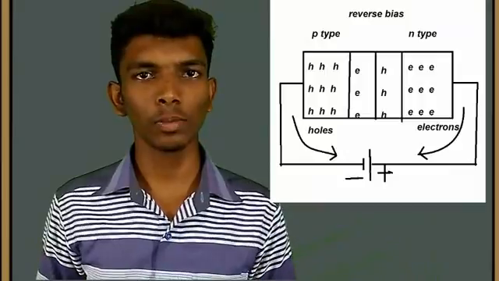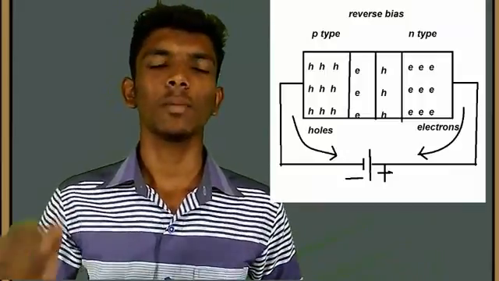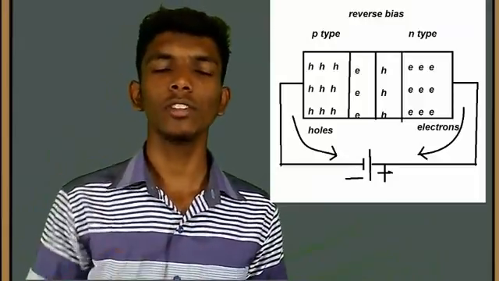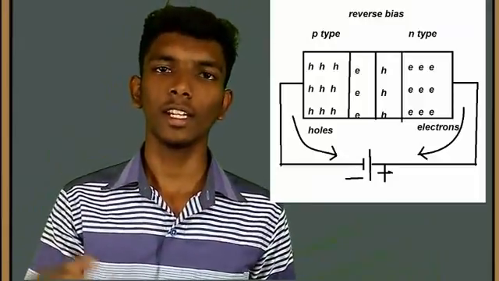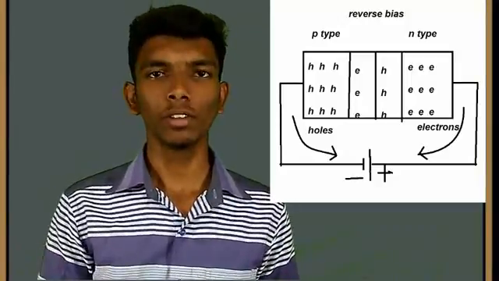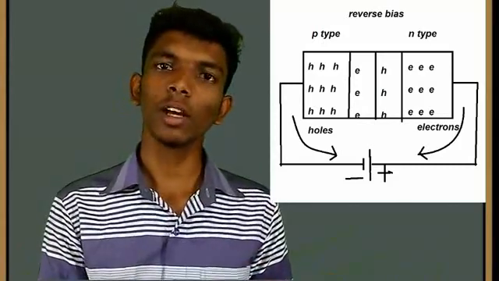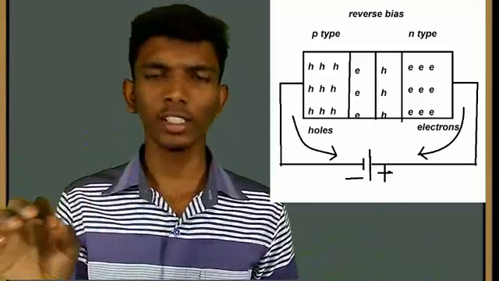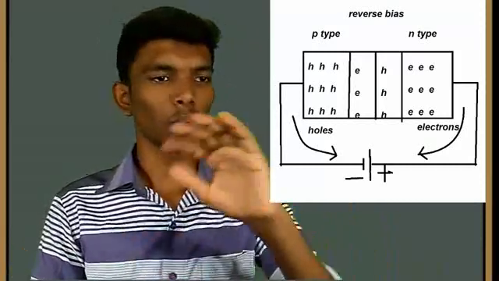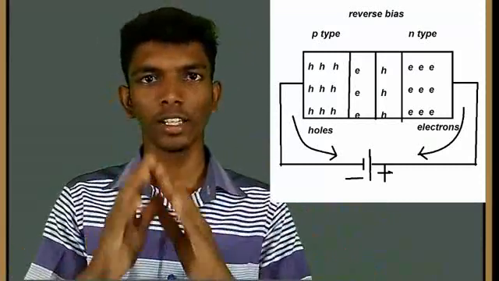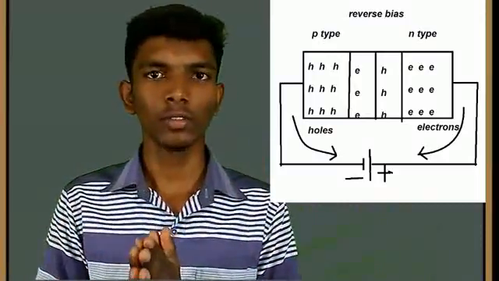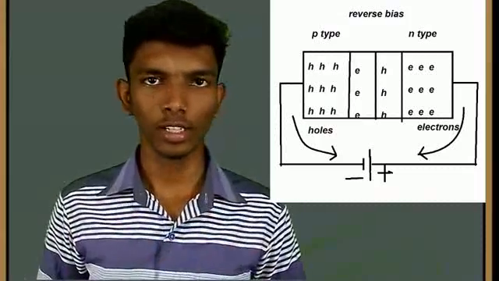Let's see about the reverse bias condition. Under this condition, the positive terminal of the battery is connected with the N-type material and the negative terminal of the battery is connected with the P-type material. When the power supply is turned on, the positive voltage of the battery attracts the electrons in the N-type material and the negative potential of the battery attracts the holes in the P-type material. That is, the depletion layer becomes wider, so that the current cannot flow through in the reverse bias condition.